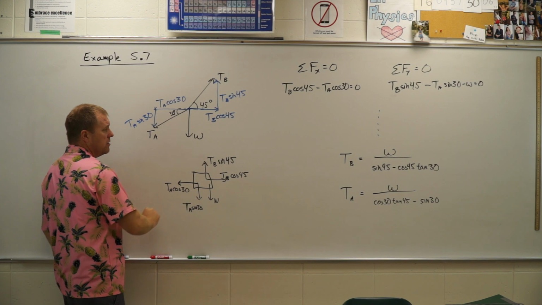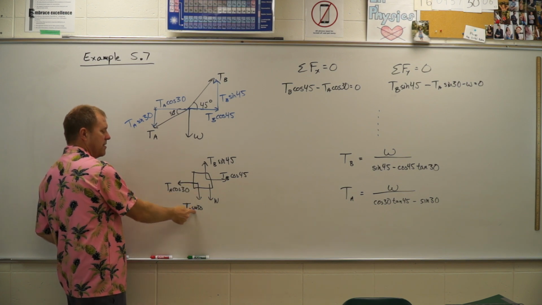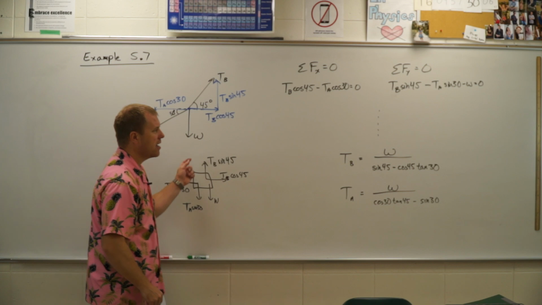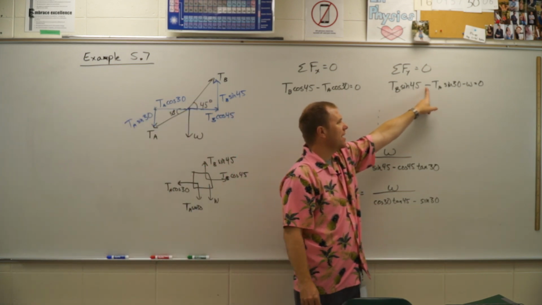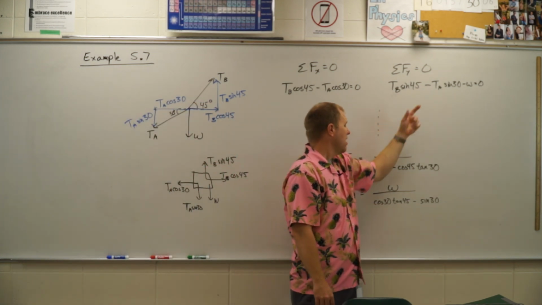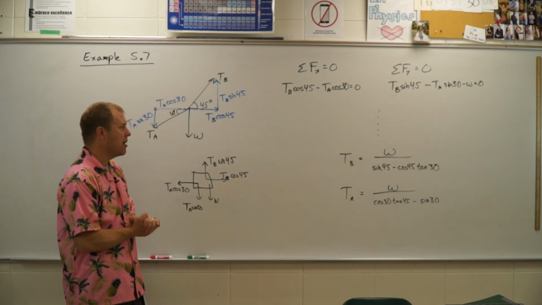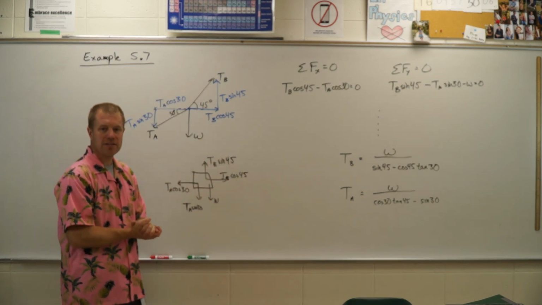Redrew my picture, so I noticed that that sine of 30 here is pointing down, that vertical component. So when I come over to create my equations, I've got to have a negative sign there, which changes my answers to have that negative sign in there. So go ahead, double check your answers, see how you did.